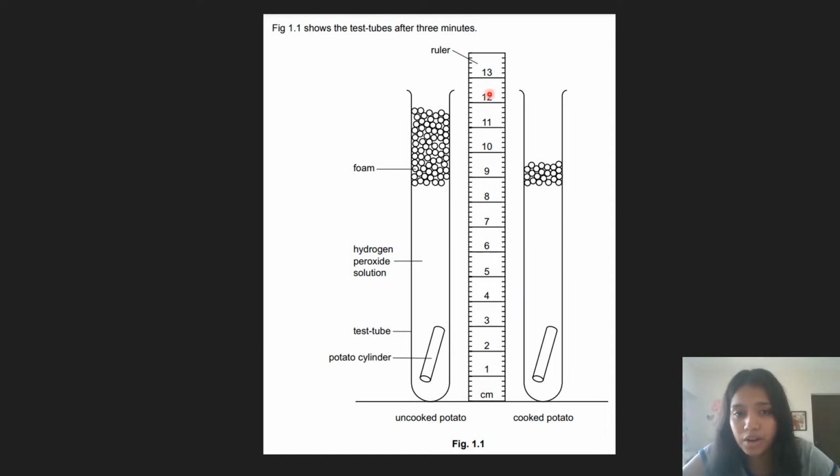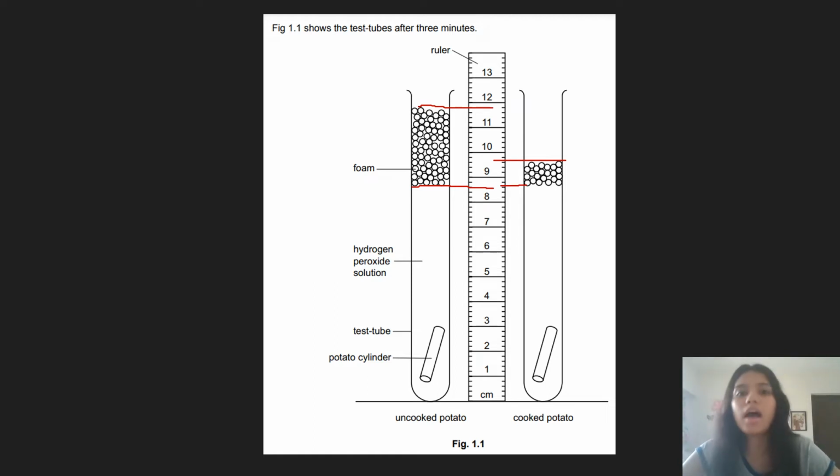You can see there's a ruler in between these to measure the height of the foam, okay? This is what it looks like. The height of the foam is going to be measured for the uncooked potato from here to about here, right at the top. Okay, and for the cooked potato, it will be from here to about here. And then you subtract the lower value from the higher value for each, and you get the height of the foam.